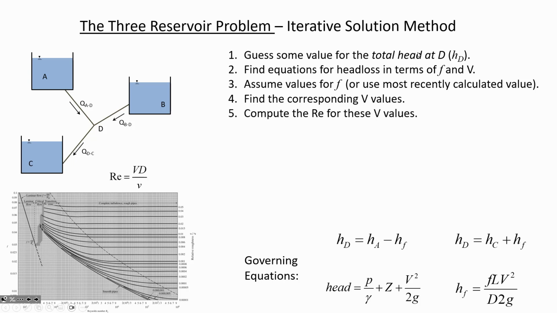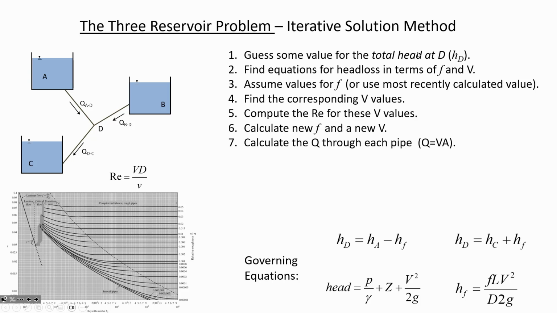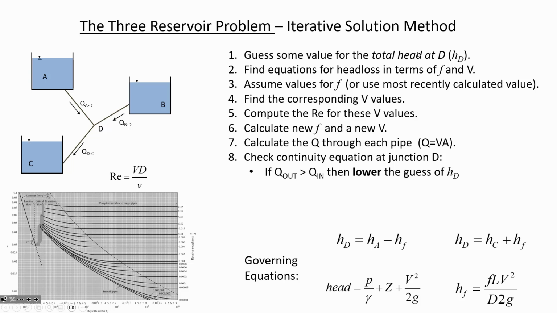And we will compute the Reynolds number. With that, we have an improved F value, an improved velocity. And then we look at the flow balance by Q equals VA through the pipe, and then check to see if the flow in and the flow out are equal.